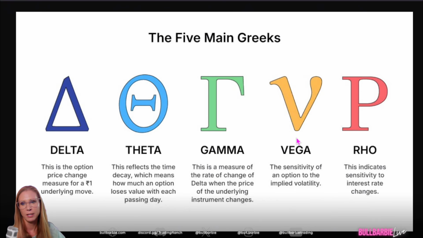Vega is the sensitivity of an option to the implied volatility. And we're about to go talk about that one. That happens a lot on the spiders. And then last, the rho indicates the sensitivity to interest rate changes. So you can see why that one's not as exciting for our purposes.